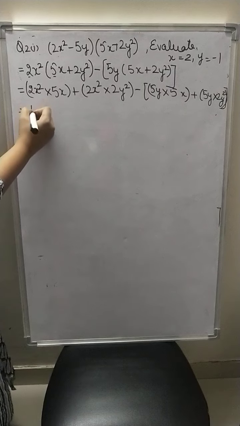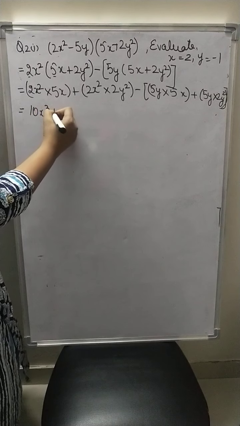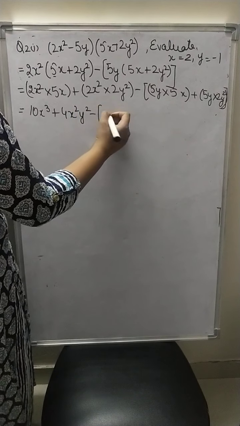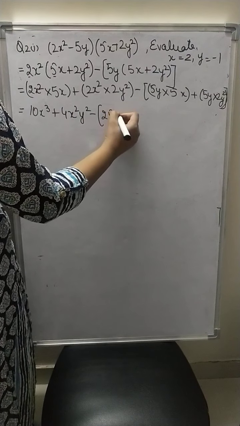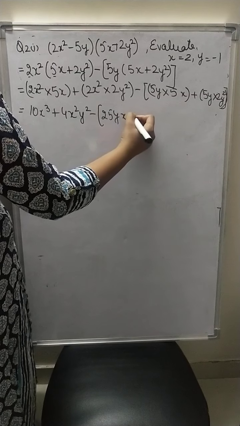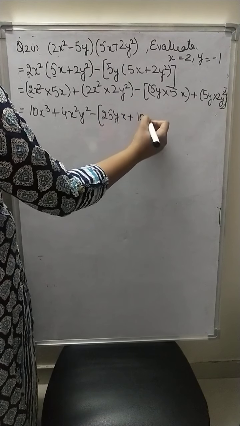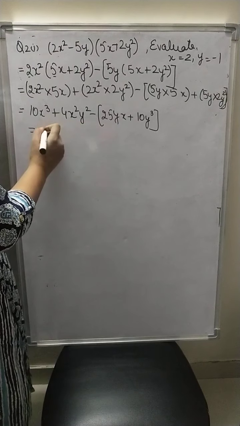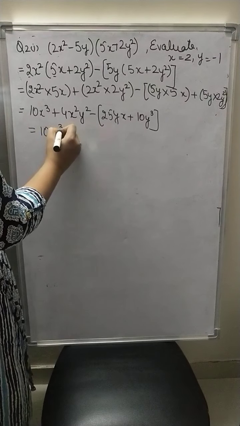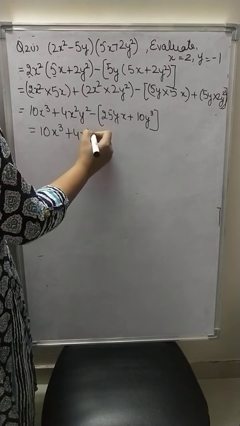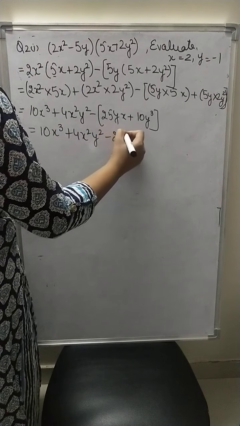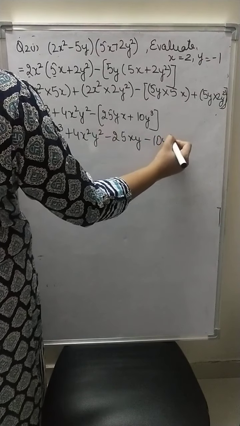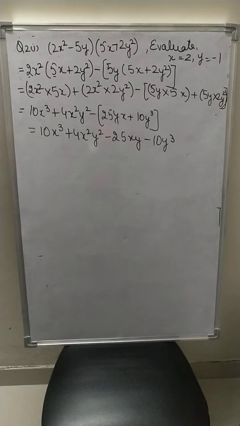So that is equal to 10x cube plus 4x square y square minus square bracket 25 yx, or you can write xy here, plus 10 y cube. And now we will open this square bracket. So I get 10x cube plus 4x square y square minus 25 xy minus 10 y cube. That is the answer for the first part.